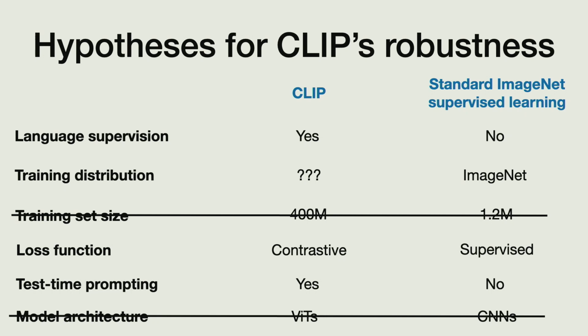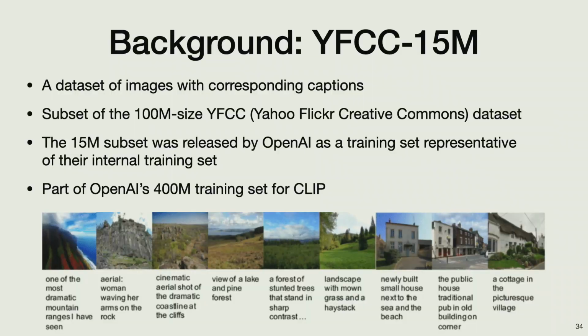As background, I need to tell you about one more data set, because with CLIP we just don't know the training distribution. What can we use instead? What we'll use is a data set called YFCC 15 million. YFCC is the Yahoo Flickr Creative Commons data set. This already came out in the 2000s. This is a large image-text data set, about 100 million images. And OpenAI released a subset of YFCC that, according to them, is representative of their training data.